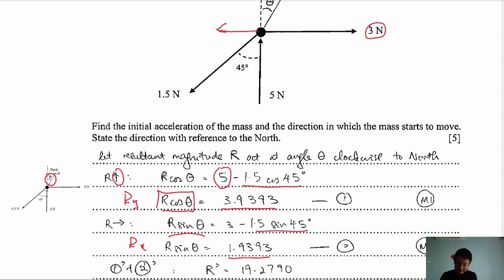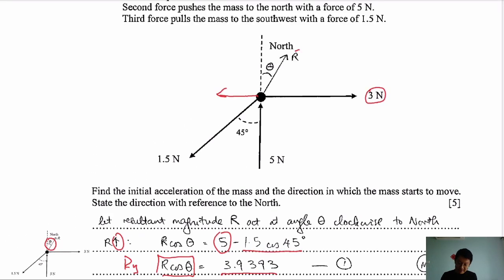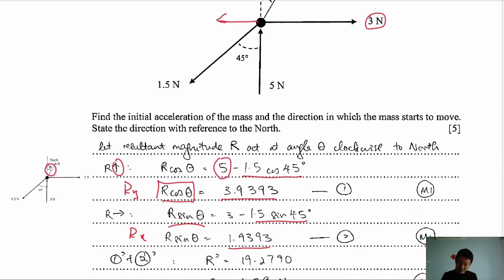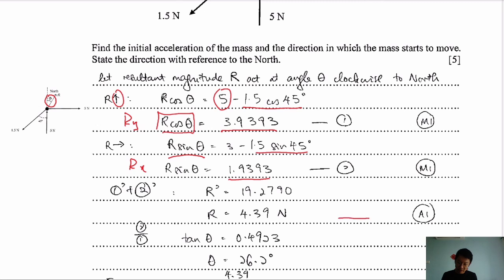So how do we actually get this resultant? Just now we have found two values, which will be our Rx and our Ry. So we know that this is the resultant. How do we find the resultant is by using this triangle. For this triangle, this is Ry. We can use the Pythagoras theorem to find the R. We just have to square the Rx and square the Ry, and take the root of the sum of those two. So we can get R, the magnitude of which is 4.39 Newton.